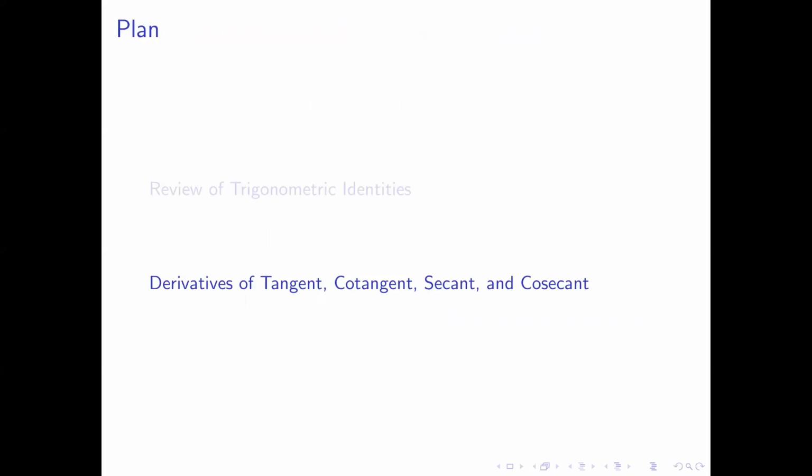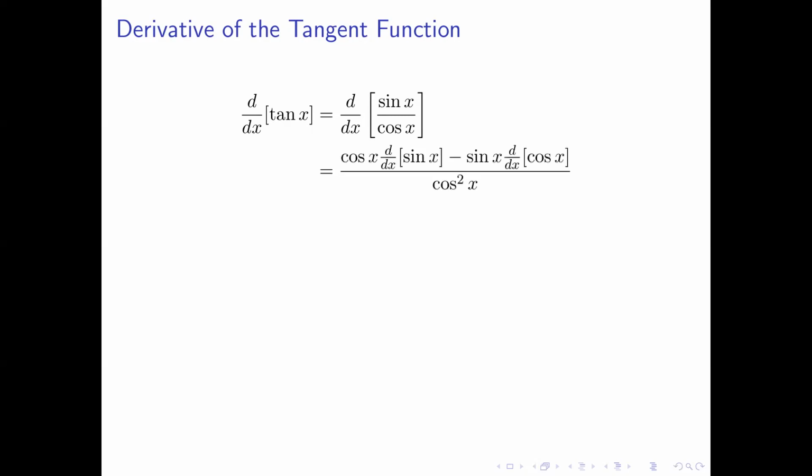So let's see what the derivatives of those four functions are. We'll start with the tangent function. Our goal is to find the derivative of the tangent of x, the derivative with respect to x. And to do this, we'll use the fact that the tangent of x is equivalent to the sine of x over the cosine of x. And now we'll apply the quotient rule. Low d high minus high d low over low low. So that's what we obtained.